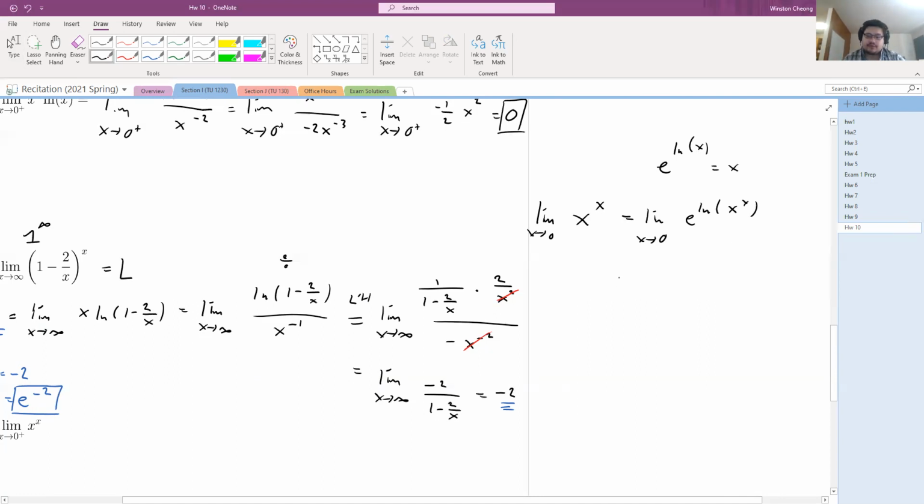Then they would apply the property that log has, where it pulls the exponent out. Then they would finally push the limit into the exponential. So you end up with this mess. Then it's x times ln of x. In this way, you end up getting a subproblem that shows up in the exponent.